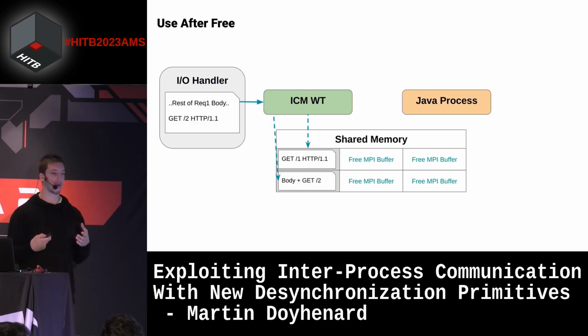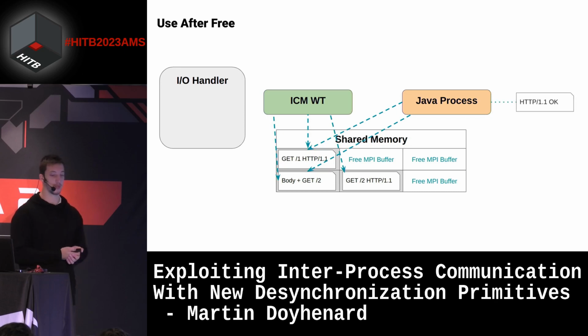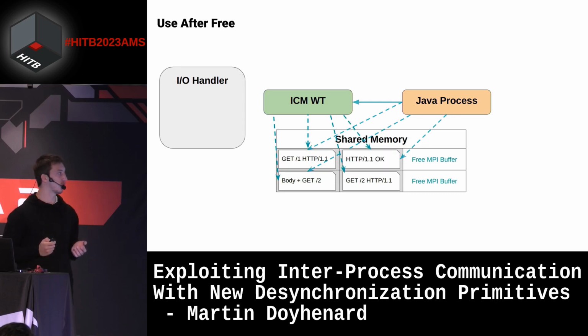But now the HTTP parser will recognize there is an extra request, so it will reserve a new MPI buffer and store the second request there. And it will send the first 2 MPI buffers to the Java process because they are related to the first request. This will be resolved.